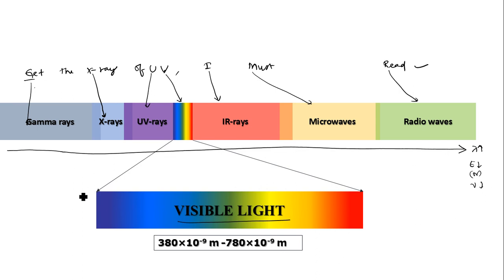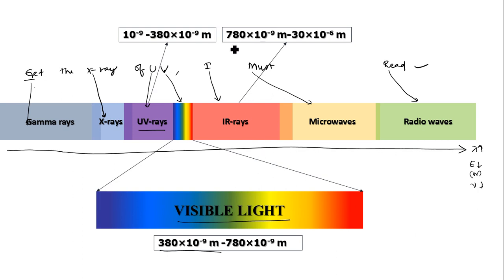Now let us see the ranges. Okay, visible light is starting from here, which means ultraviolet rays must be ending here at this wavelength. Okay, and infrared rays must be starting at 780, as visible light is ending here. Right, this much you can remember. Now all the other waves will be having something like multiples of 3. So see, this is 10 power minus 9 meters. It is what it is starting with.